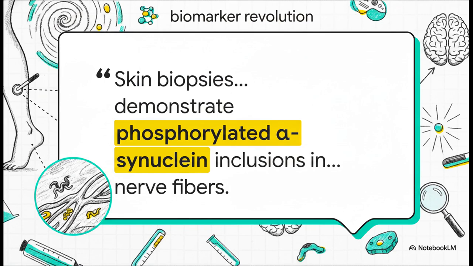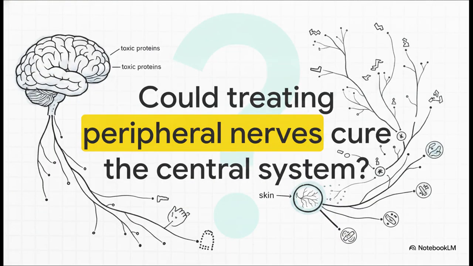Remember those skin biopsies we talked about earlier? Well, by using advanced seed amplification assays on a simple skin punch biopsy, doctors can actually demonstrate phosphorylated alpha-synuclein inclusions hiding right there in the postganglionic sympathetic nerve fibers. We can literally see the exact misfolded proteins that cause major central brain diseases just by looking at a tiny pinch of skin from a patient's leg. It's mind-blowing. Which leaves us with this incredible, provocative thought to conclude our investigation today.